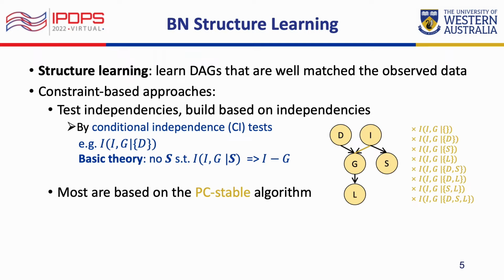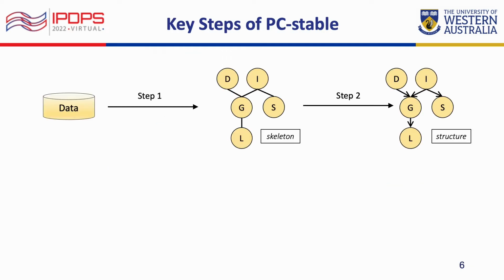Almost all the constraint-based algorithms are based on the PC-stable algorithm. It is named after its authors, Peter and Clark. PC-stable generally contains two steps. Step 1 is to learn the skeleton, which means the underlying undirected graph of the network. Then step 2 is to set directions for the edges. The first step takes most of the total time, so we only focus on step 1 here.